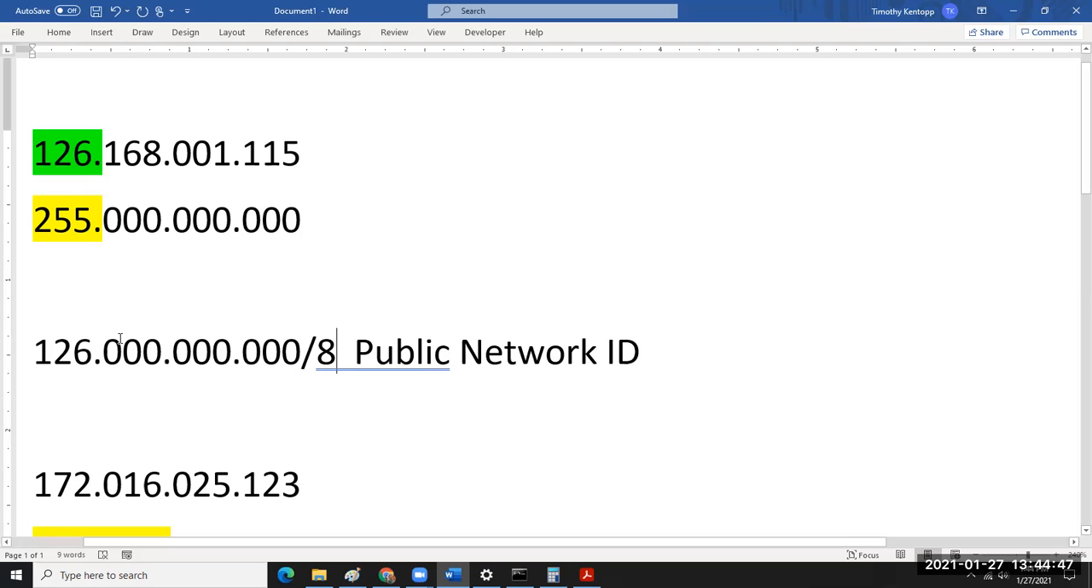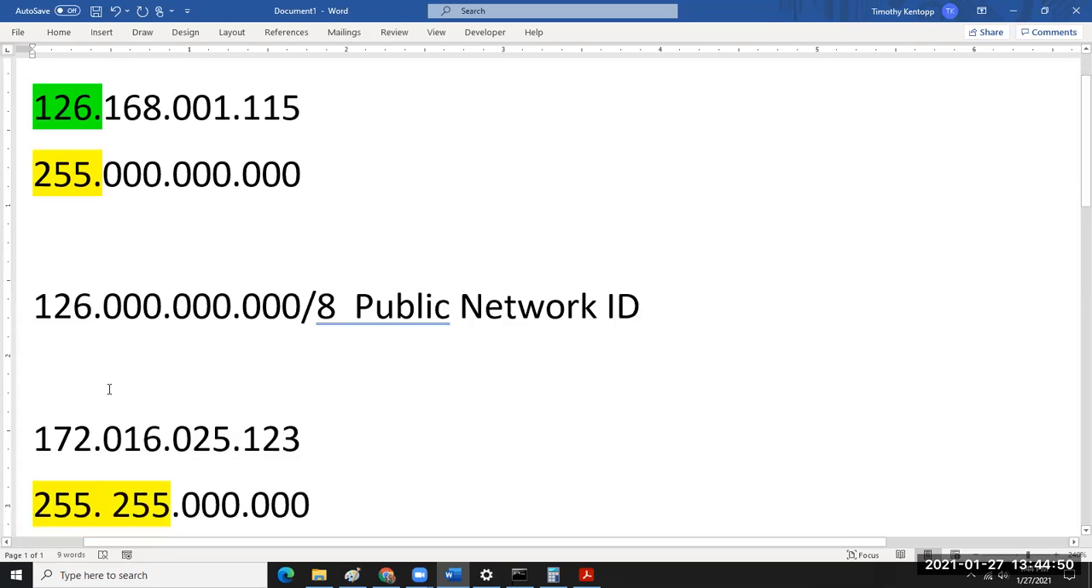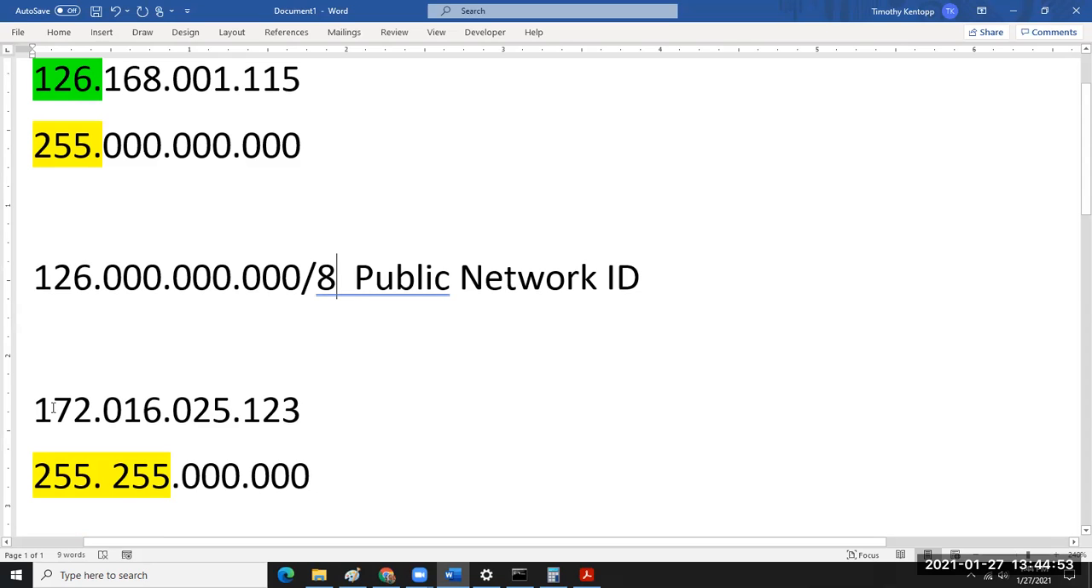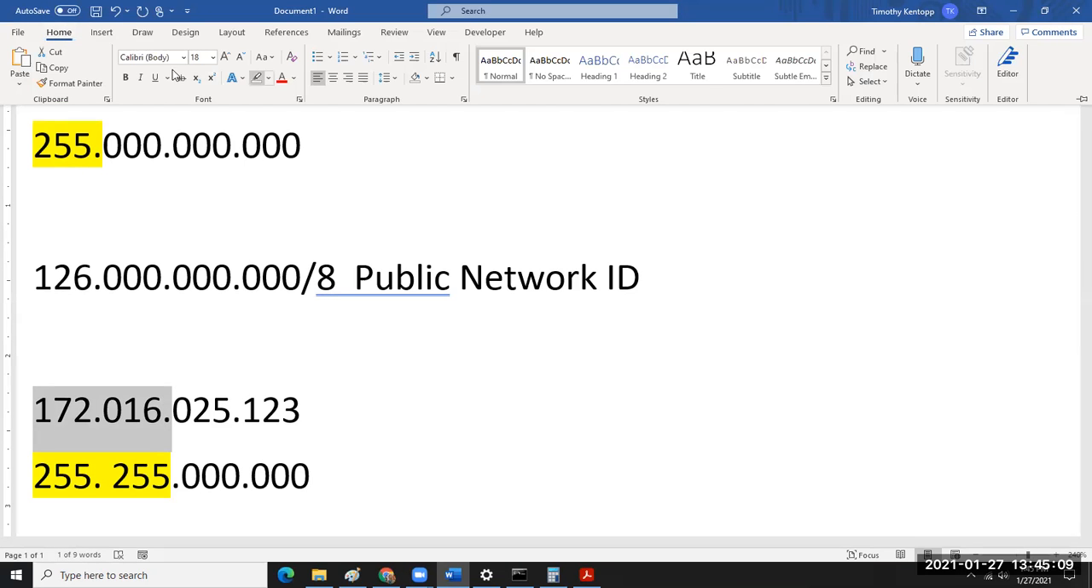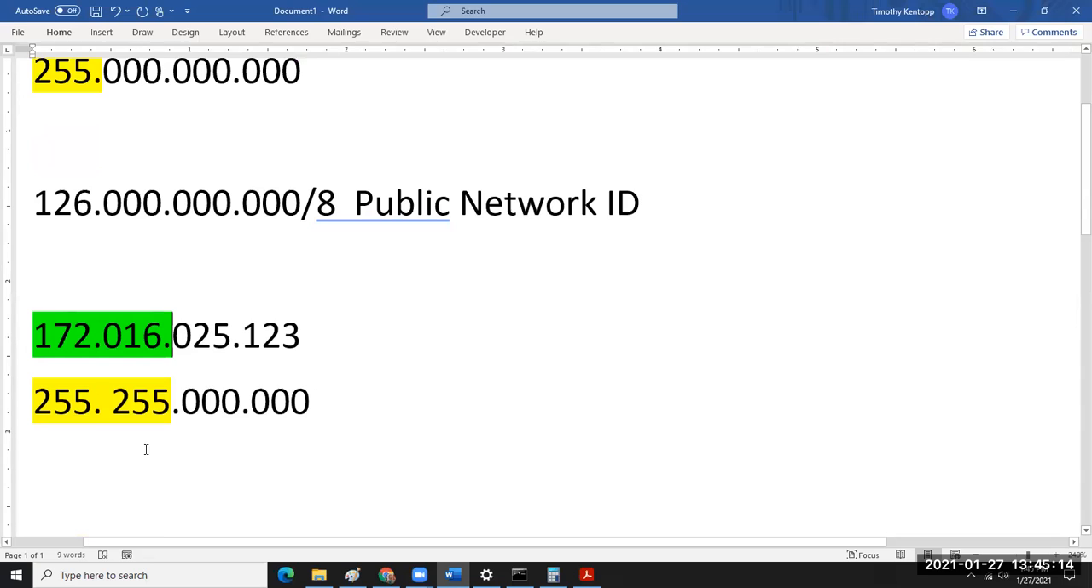And so here's the catch. If I'm on a college campus and I'm using 172.016.025.123, that's what I'm assigned when I connect. This subnet mask says, oh, this part is your network ID. It's this part where your network ID is. So what's your network identity for real? Well, it's this. And this.